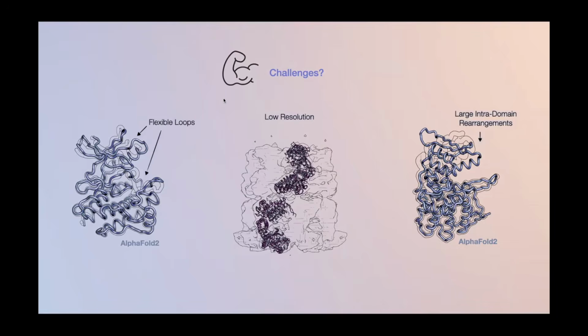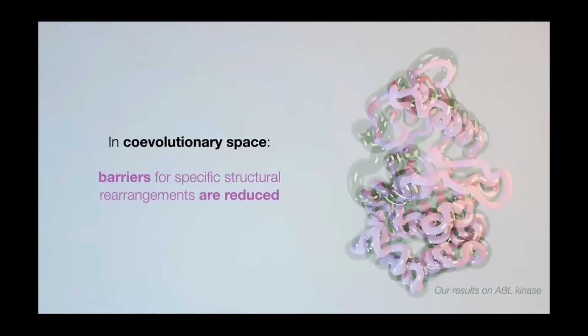I am just going to show a couple of examples very briefly, just to put some ideas out there. One thing we've noticed is that by doing this refinement in coevolutionary space, rather than in atomic Cartesian coordinates, as we normally would with, for example, RefMac or Phoenix Refine, the barriers required for specific structure rearrangements end up, we think, being reduced because we're moving in a different space.